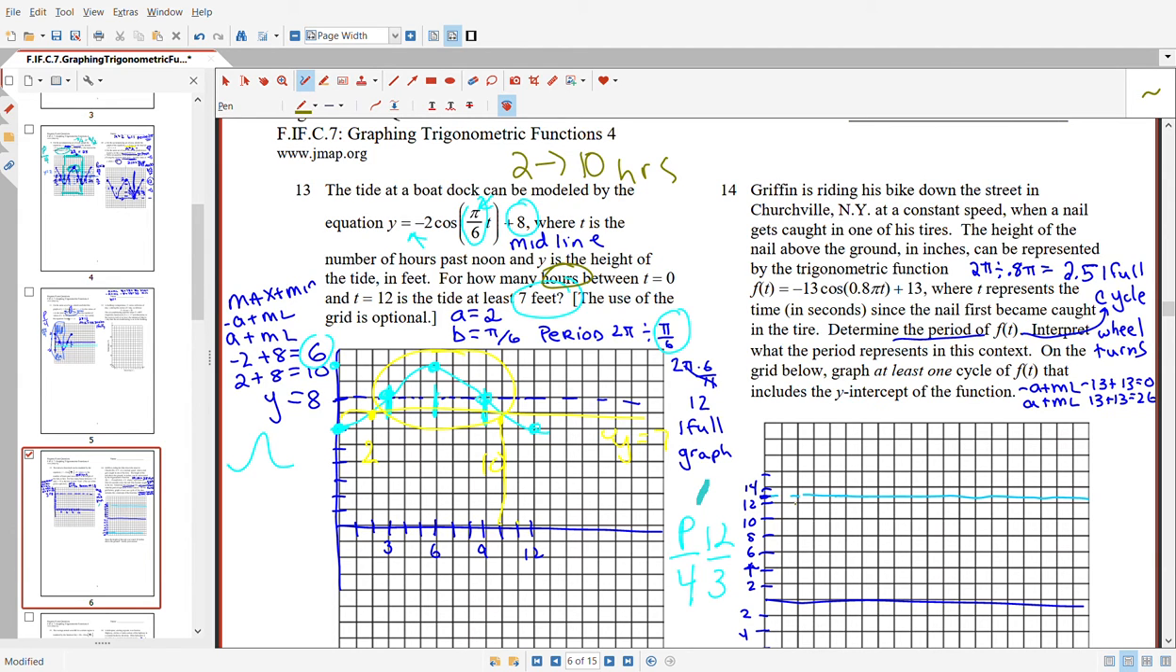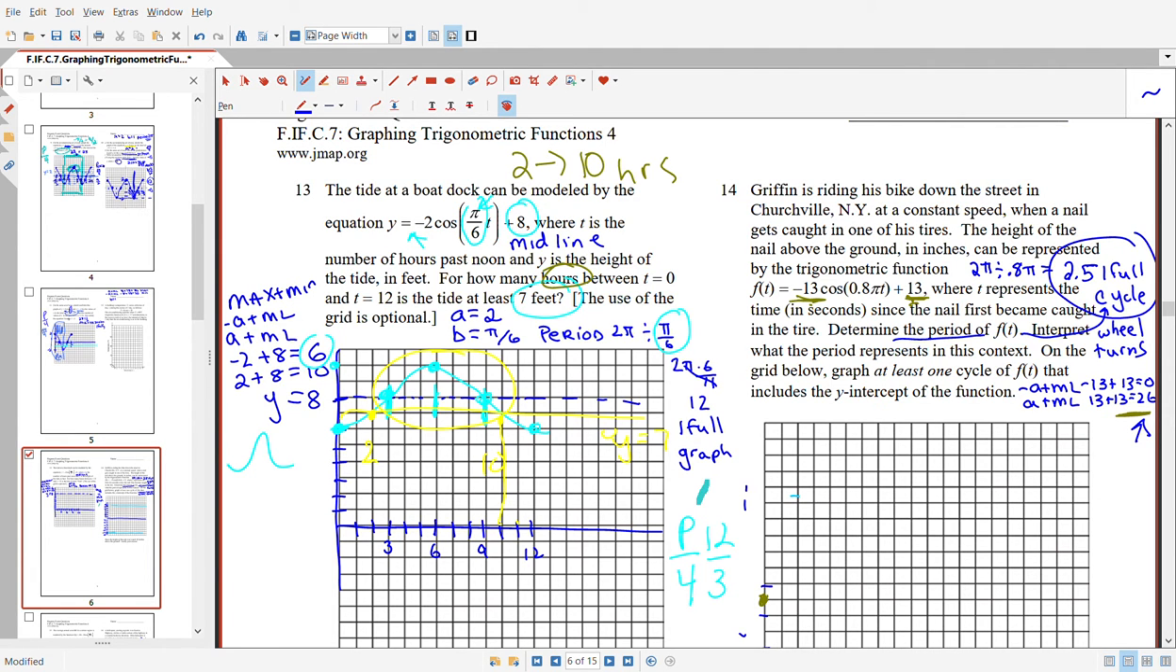Now here, -13 tells you it's upside down again, and then -13 plus 13 tells me that the minimum is at 0. Where is my 0? Here. And then my maximum is at 26. And it looks like here I didn't even put enough points to graph this. I'm not going to graph this one. I'm just going to tell you that, and you could go online on JMap and get the answers, but the minimum's at 0, the max is at 26, there's one full cycle at 2.5.